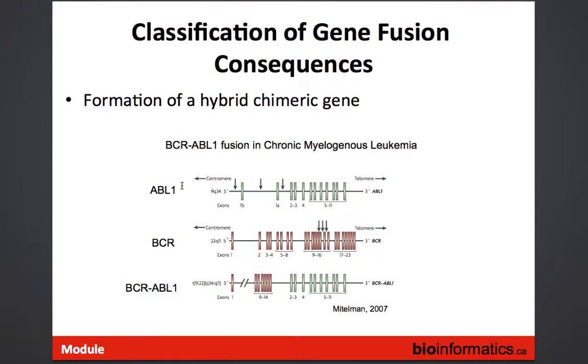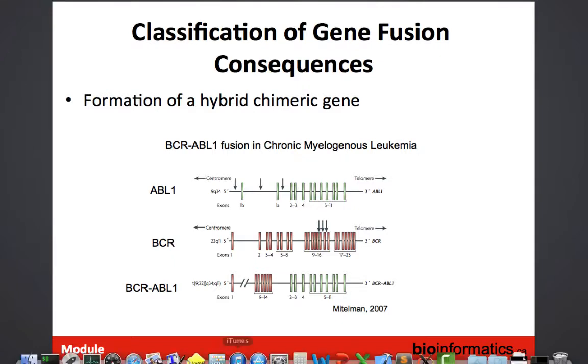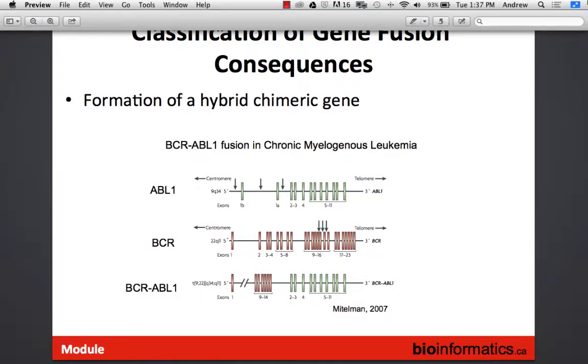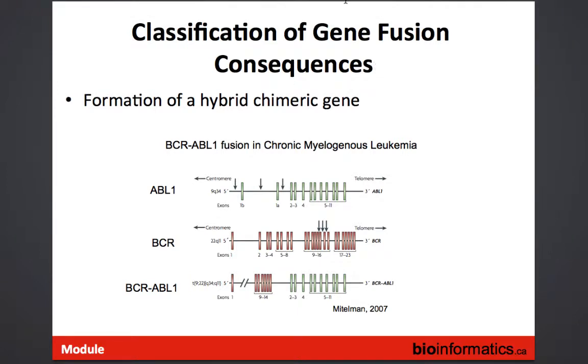So the other class of gene fusions is a fusion where more than just the promoter region of the 5' gene is involved in the function of the fusion, in that perhaps both genes are contributing functional domains. So the example here is again BCR-ABL1, where BCR and ABL1 are both contributing functional domains to the end product, which is this fused gene.